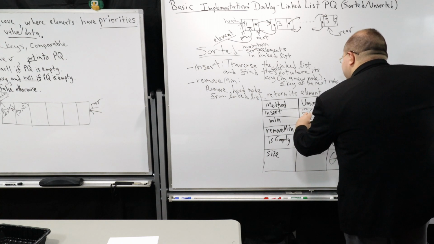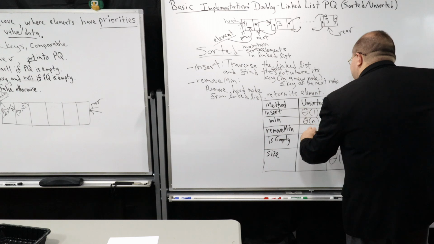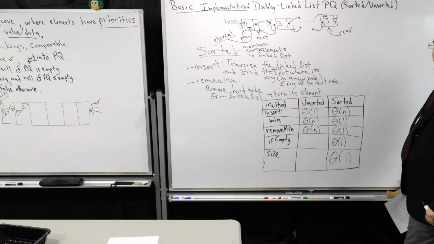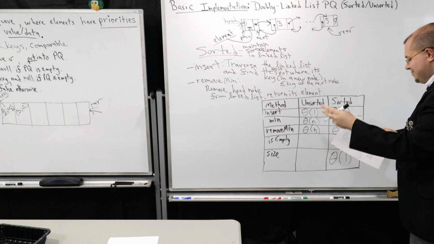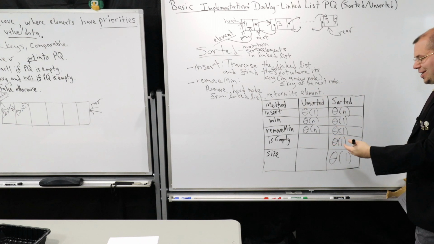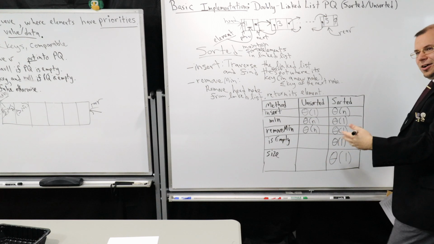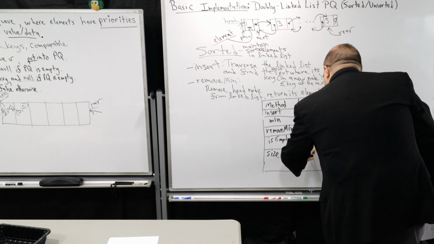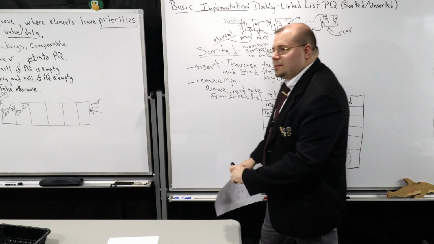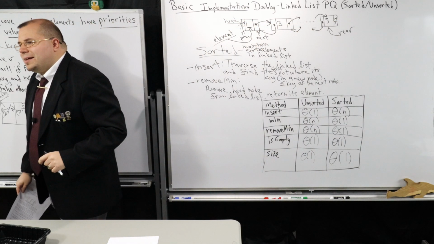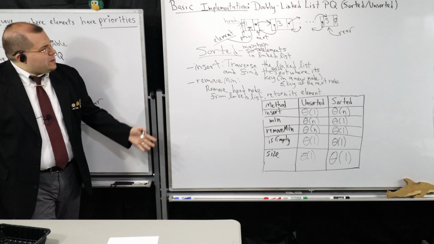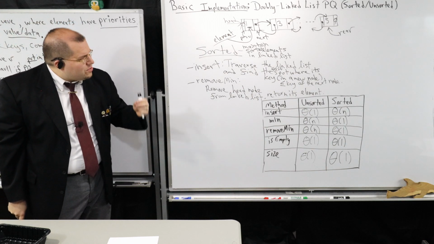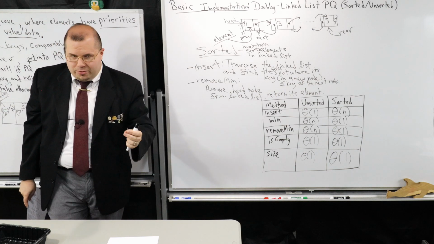So in these cases, I have to bite the bullet, and I get linear time for remove min and min. Fortunately for us, the principles I just described for is empty and size aren't any different. I can do these both in constant time, in big theta 1. So hopefully everything I just described to you is pretty clear. I just want to give this to you as a basic implementation of a priority queue.